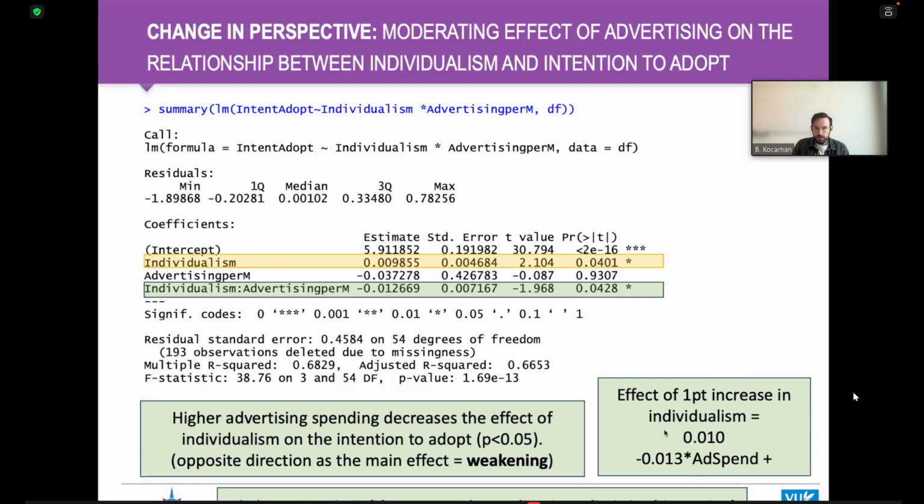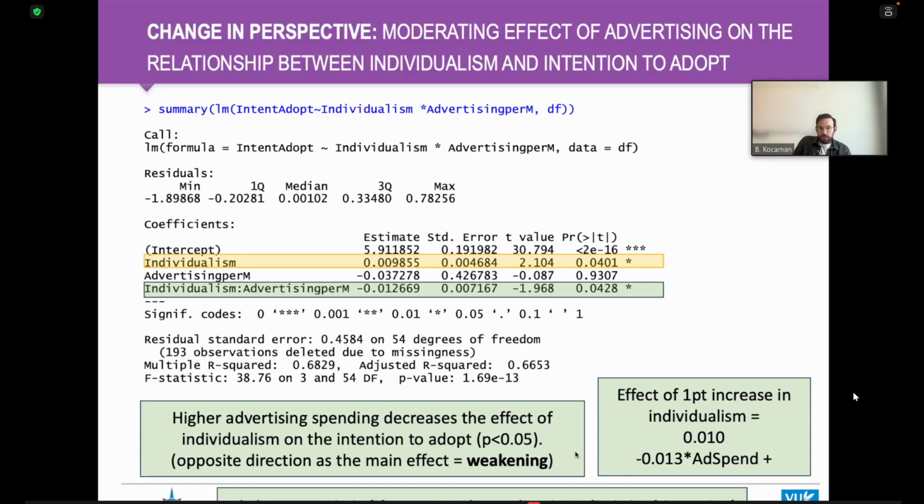You can see it clearly here as well. So if you increase individualism 1 point, then the main effect is 0.010, rounded up, minus 0.013 times ad spend. So this plus is not there, basically. Okay, so this is positive, this is negative. You can easily see that as you increase ad spending, this effect of individualism actually becomes negative.